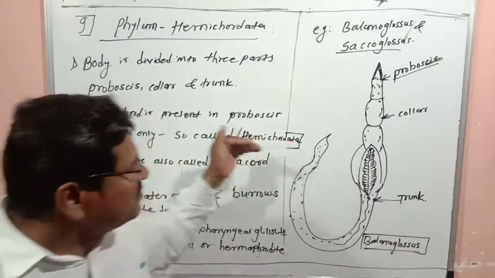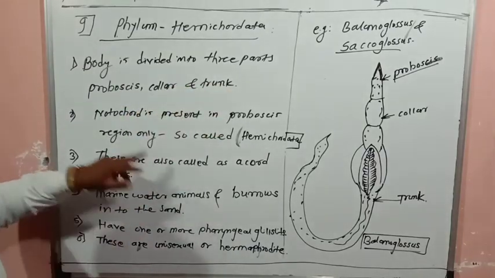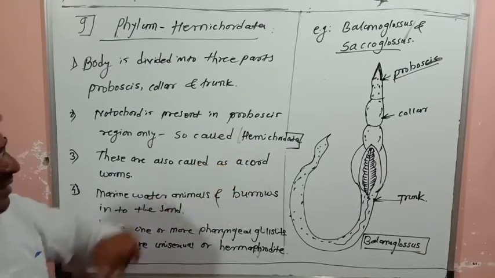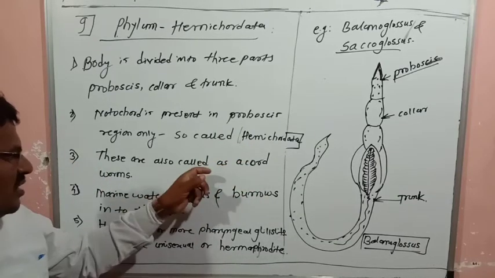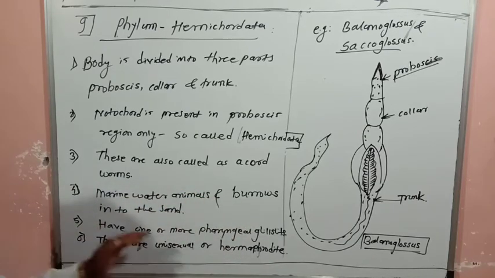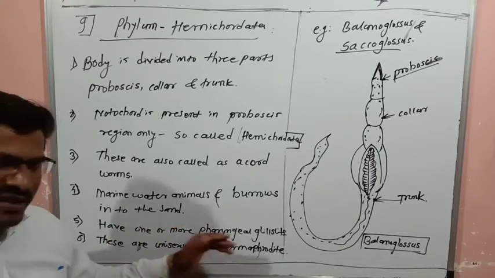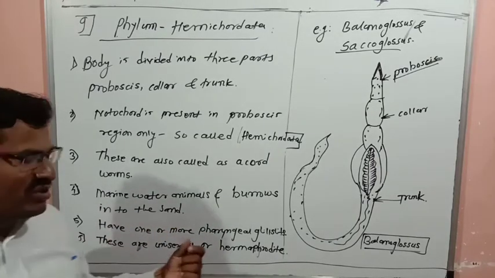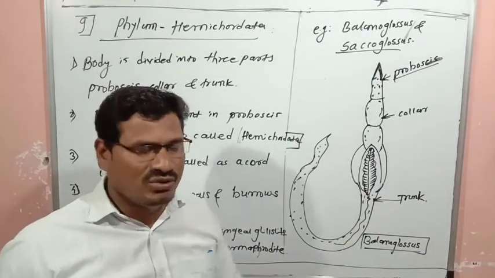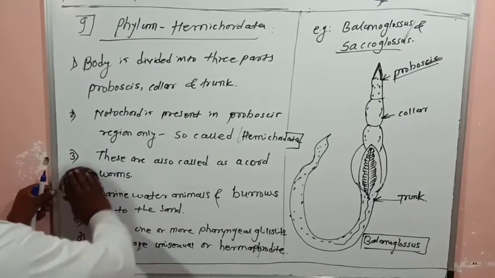So which parts are there? The body is divided into three parts: proboscis, collar, trunk. Notochord is present in the proboscis region, so it is called a hemichordate. These are also called aquatic worms. They are marine water animals with a burrowing habitat. They can burrow themselves into the sand. They have one or more pharyngeal gill slits, and they are unisexual or hermaphrodite. Examples are balanoglossus and saccoglossus. After that we are going to study information about balanoglossus.